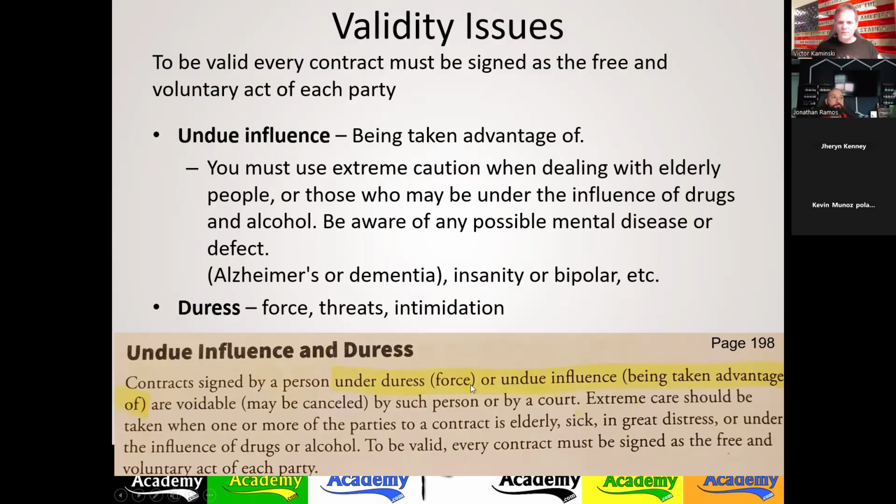So under duress means force, and undue influence means being taken advantage of. So let's just highlight those things on page 198.